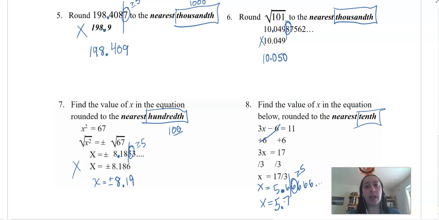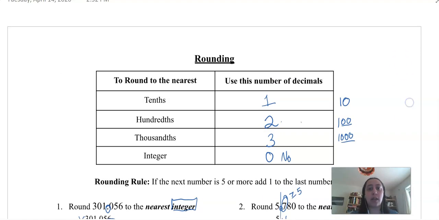So always check, are they asking you to round your answer to a given decimal place? And how many numbers do you need in your answer for that decimal place? Remember, tenths, 1 decimal place. Hundredths, 2 decimal places. Thousandths, 3 decimal places. Integers, no numbers after the decimal. If the next number is 5 or more, remember to add 1.